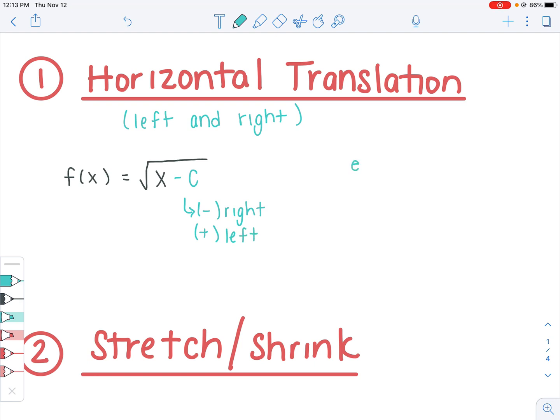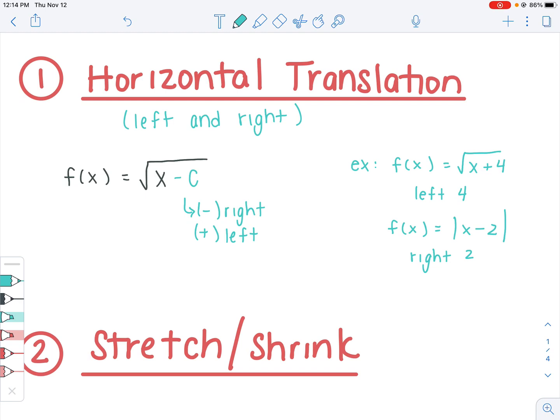So for example, if I had f of x equals the square root of x plus 4, because I'm adding 4, that's moving left 4. I can use a different parent function. I can have f of x equals the absolute value of x minus 2, and that's going to move to the right 2. But it has to be inside the parent function in order for it to be a horizontal translation. Those are the first things we're going to do when we're graphing. We're always going to move left and right first.